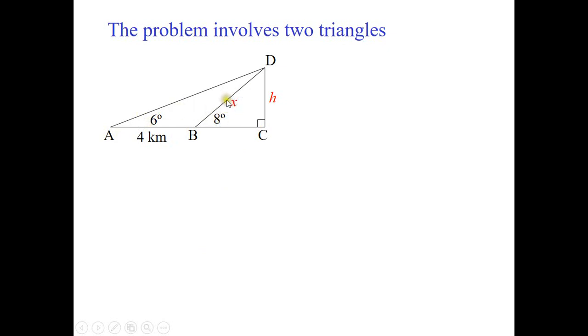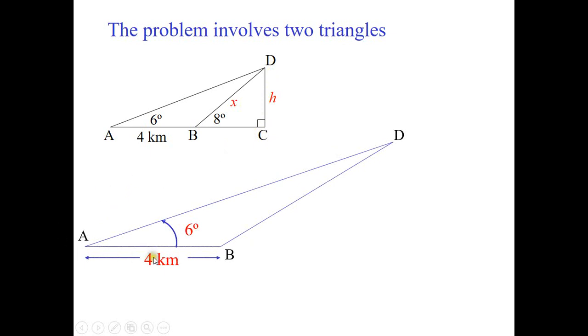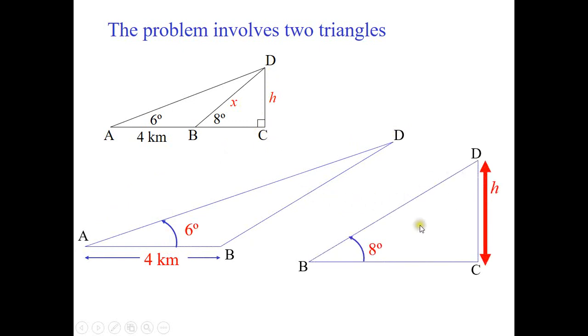We're going to have to find this x first. We're going to use this triangle to find x, and then we're going to use this triangle to find the height. So double triangle. We know that's 4, we know that's 6. There's D out here, and there's our second triangle. So we're going to work with this one first, and this second triangle. And we can find this angle. There's a trick to find that angle there.